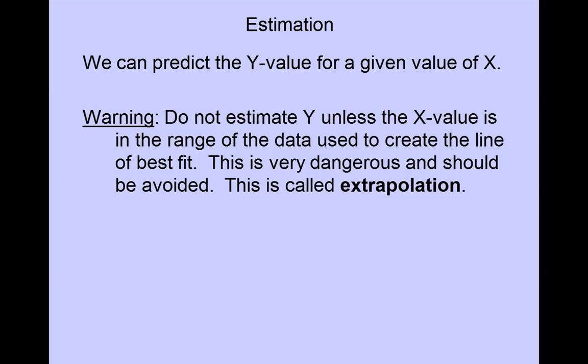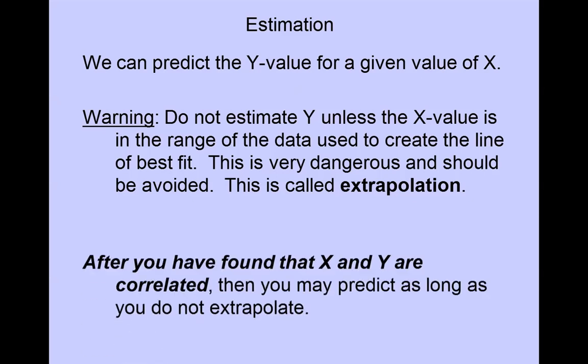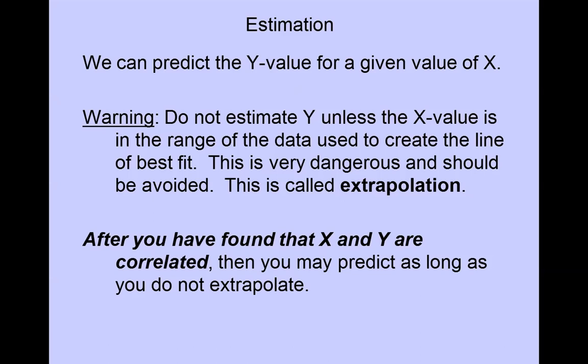This is something called extrapolation. You can think of the prefix extra as meaning outside of. So you're making a statement outside of the range of values you have information about. After you have found that x and y are correlated, so you must do the hypothesis test first, then you may predict as long as you do not extrapolate.